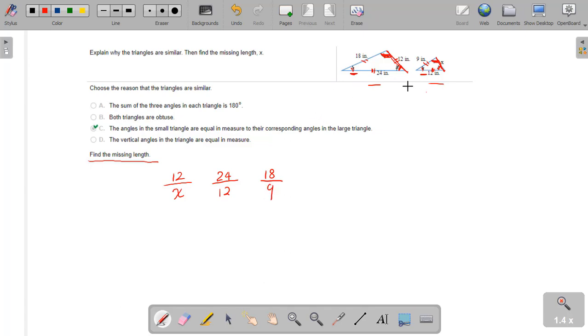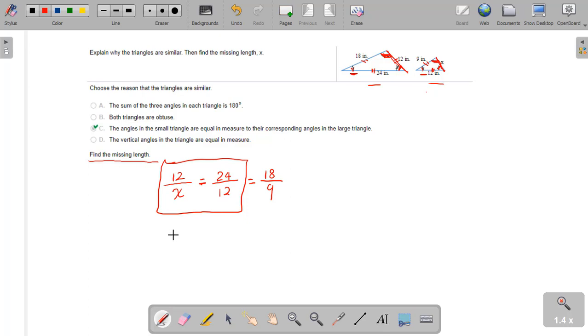So if we have similar triangles like what we are having in this case, these ratios are going to be equal. So now you may realize, oh, okay, we can use this to find the missing lengths. And actually, you don't need all three of them. All you need are just two of them, okay? So you know 12 over x equals 24 over 12.